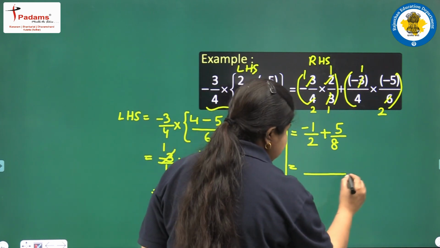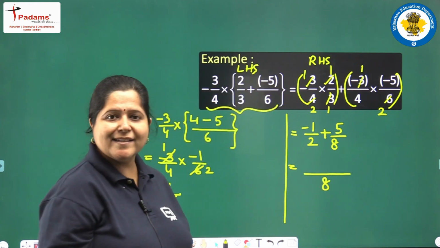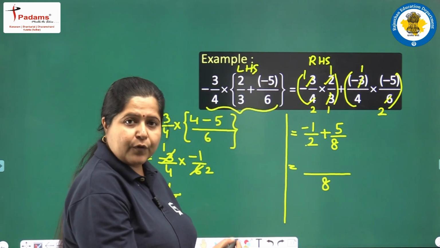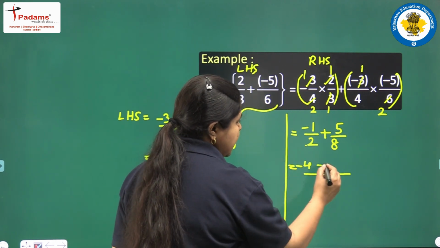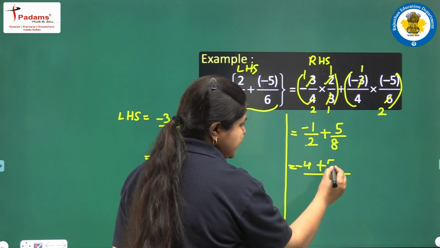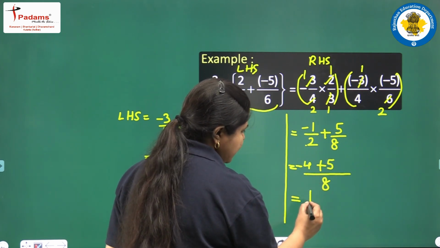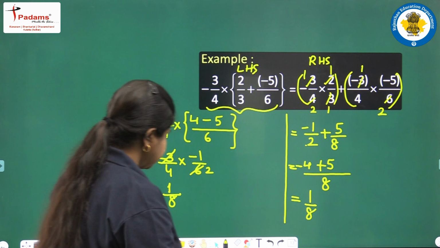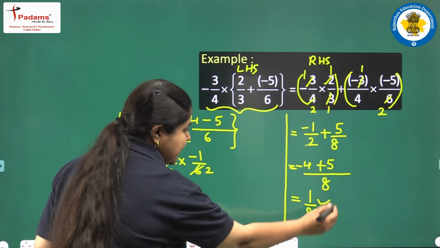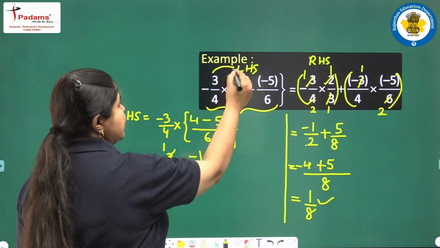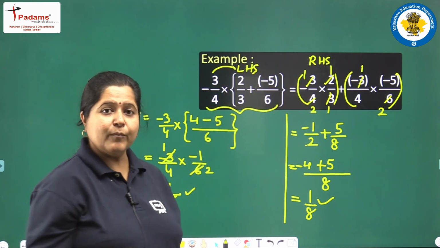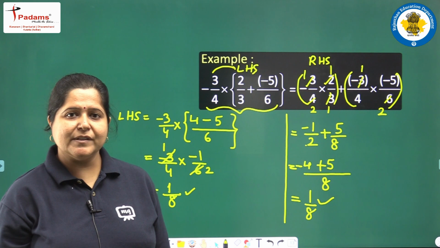Again taking the LCM, we will get 8 because 8 is the multiple of 2. 2 fours are 8, so 4 ones are 4. Plus 8 is as it is, so 5 will remain as it is. We get 5 minus 4 is 1 upon 8. In both the cases we are getting the same answer. So we can distribute this 3 by 4 to both the numbers in this form. This is the law of distributivity.